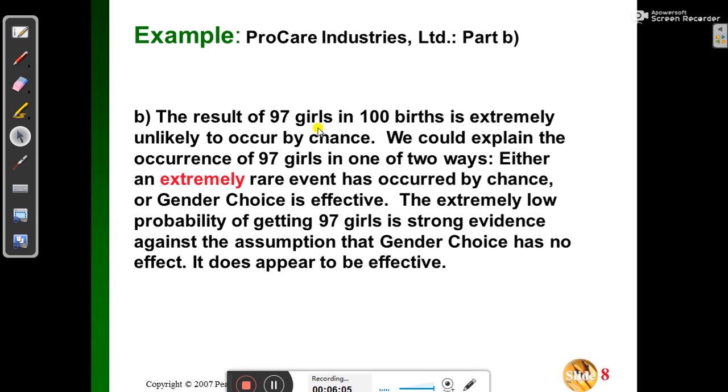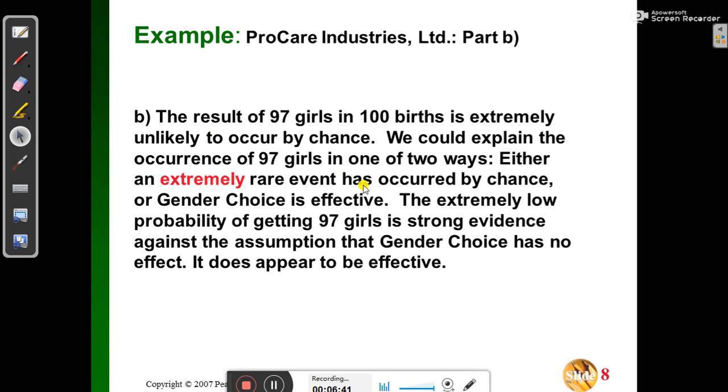The result of 97 girls in 100 births is extremely unlikely to occur by chance. We could explain the occurrence of 97 girls in one of two ways. Either an extremely rare event, meaning 97 girls in 100 births, has occurred by chance, or Gender Choice is effective. So in this scenario, we might be able to say that Gender Choice might be effective.